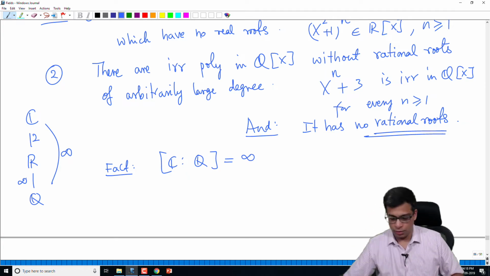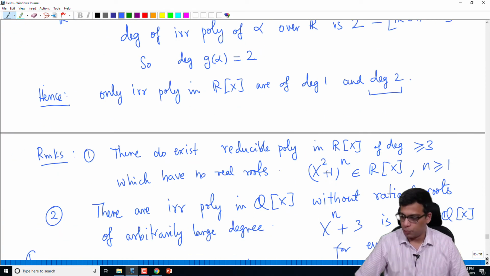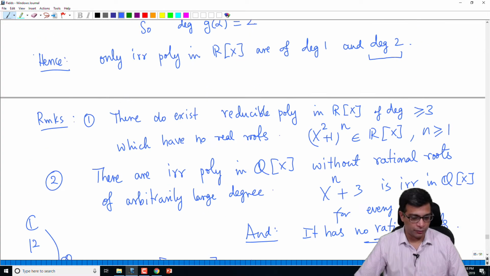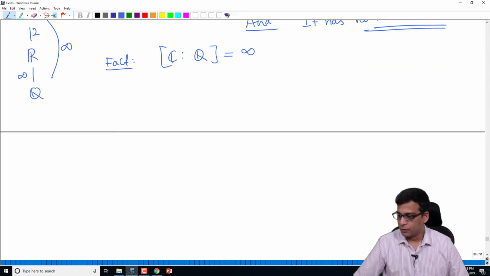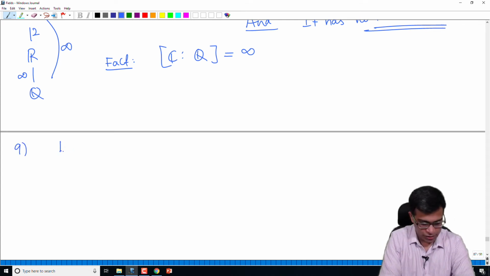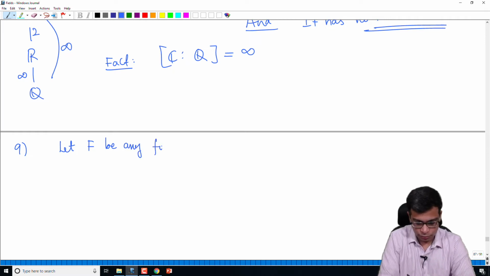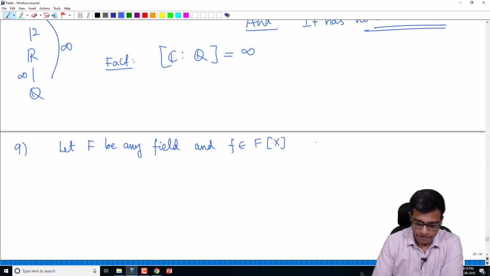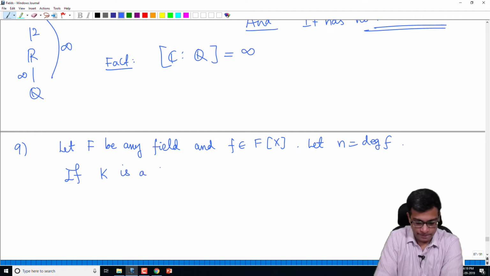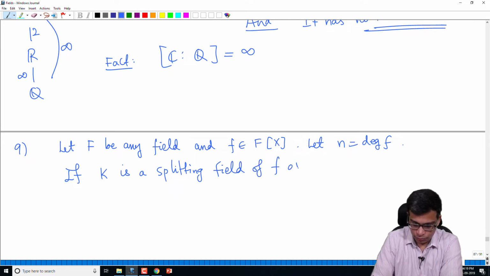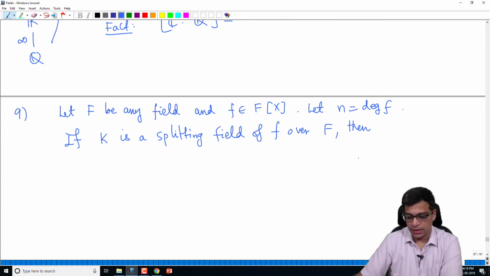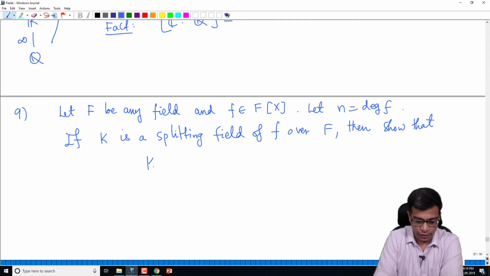Okay, so in the remainder of this lecture video, I'm going to do some problems about splitting fields. So let me get the number right. We have done 8 so far. So let's do 9. Let's now go back to an arbitrary situation. Let capital F be any field, and let small f be a polynomial in F[x]. Let the degree of f be n. If K is a splitting field of f over F, then this exercise is asking you to show that the degree is bounded by n factorial.